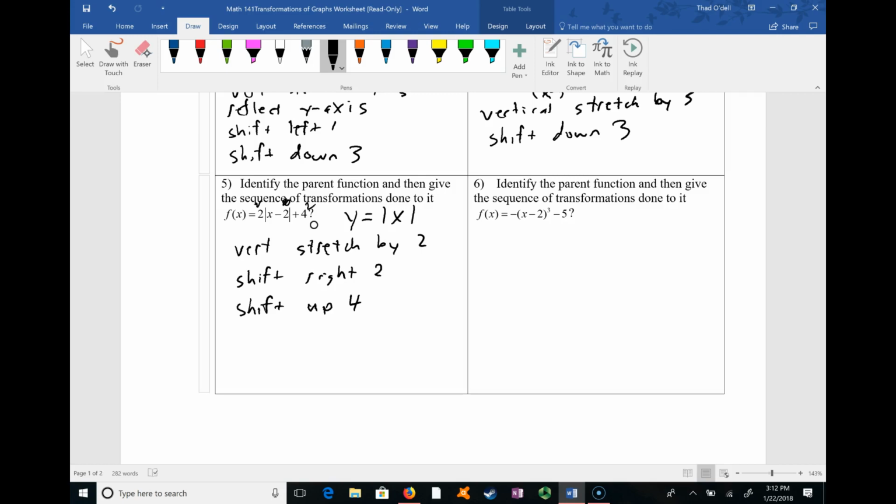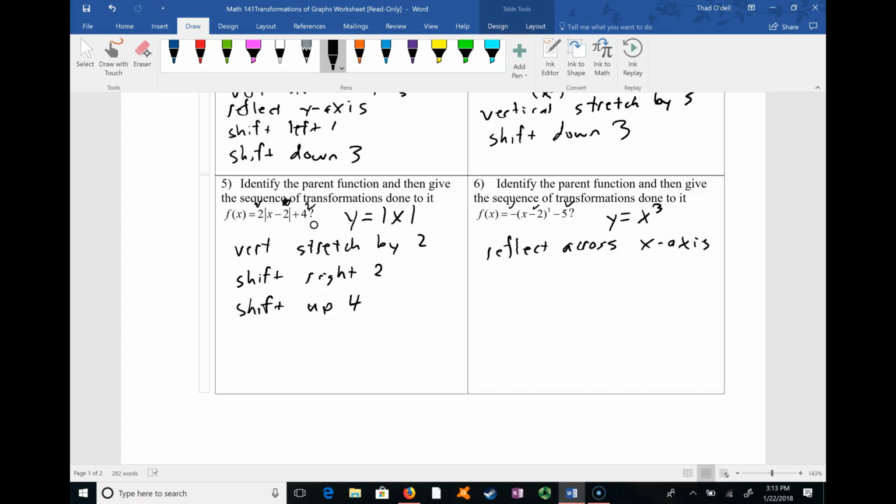Okay, number 6, identify the parent function and then give the sequence of transformations done to it. So first of all, the parent function is y equals x cubed. And we can see we have 1, 2, 3 things to worry about. So that first one, the negative, that's going to reflect across. Now we're on the outside, so that's going to affect the y values. So that means I'm reflecting across the x-axis.